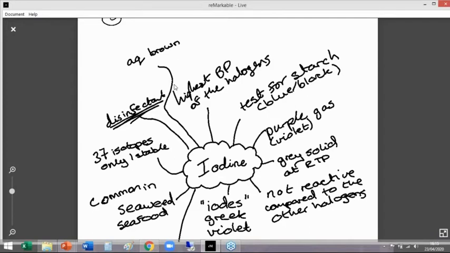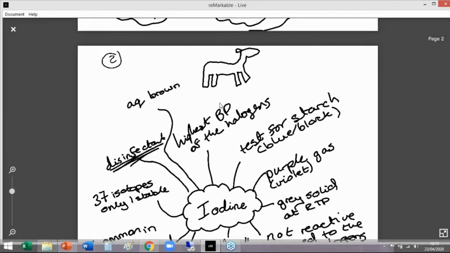So this, there we go. This is a horse. Hey, it's not coming up on your screen. Good, because it looks like a camel. There it is. That's a horse.